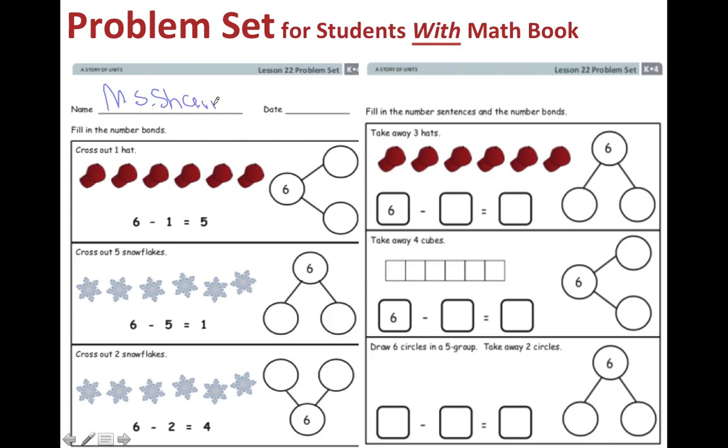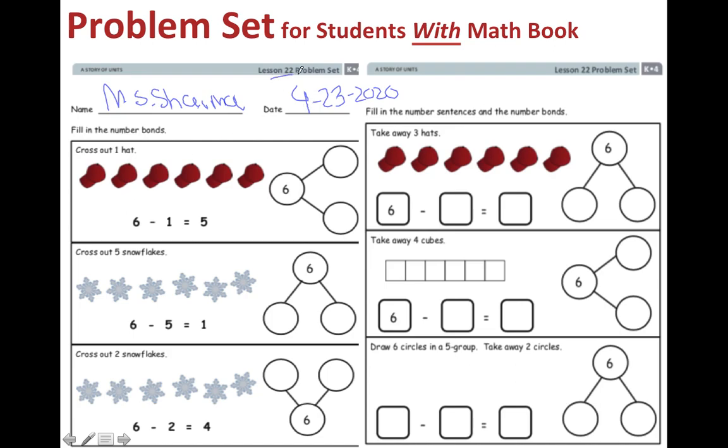And I'm going to try to figure out today's date because I usually get it mistaken. So today is April 23. Again, today is April 23, 2020. So now let's look at our problem set.